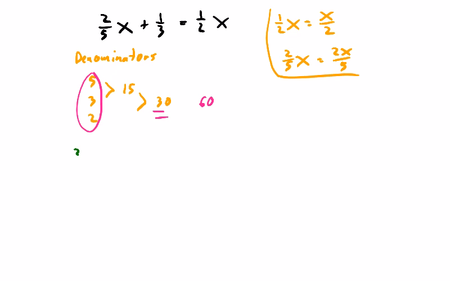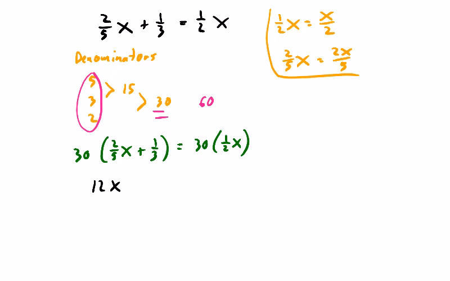Let's take 30 times 2/5 x plus 1/3 is equal to 30 times 1/2 of x. Working that out, 30 times 2/5, you probably want to divide by 5 and then multiply by the 2, so you get 12x, and then 1/3 times 30 is simply 10. 30 times 1/2 is 15x. So we're left with a relatively simple problem.